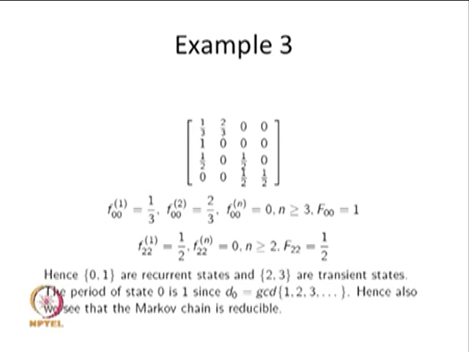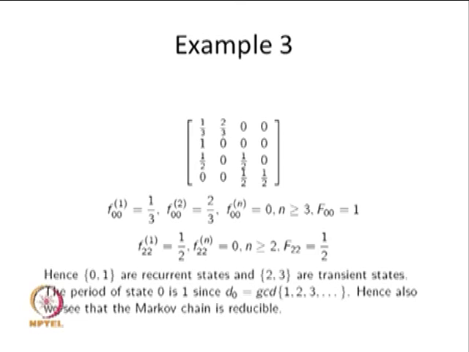Not only state 2, if you do a similar exercise for state 3, the same thing, you may land up with F33 also being less than 1, whatever the number. You can conclude that state 3 is also going to be a transient state. You can find the periodicity for a recurrent state only, not for a transient state. Therefore, now we can try to find the periodicity for states 0 and 1.